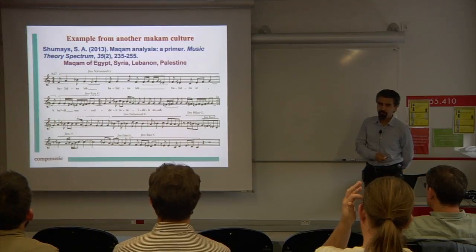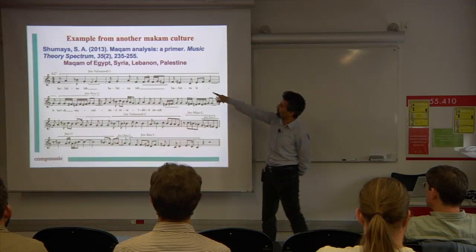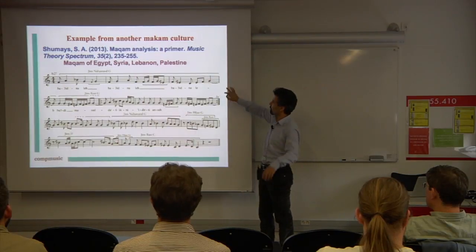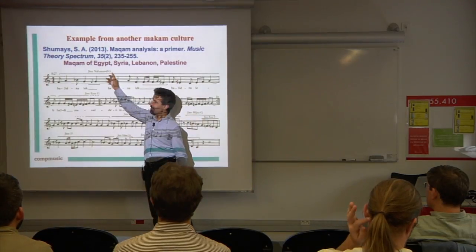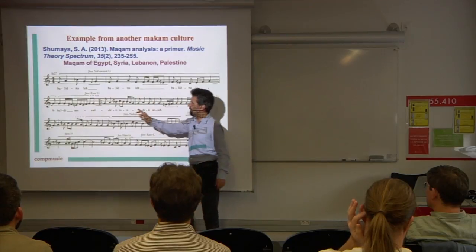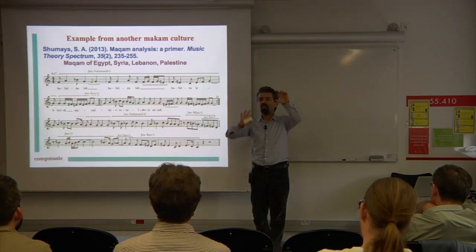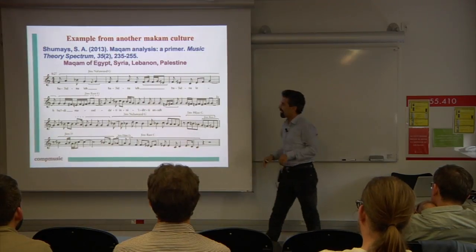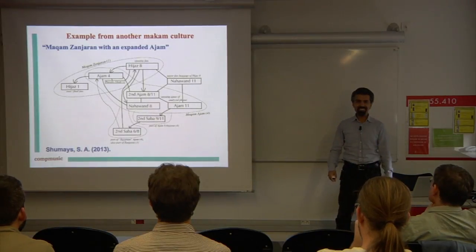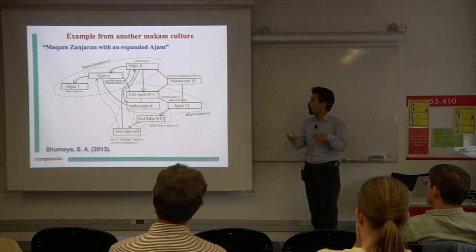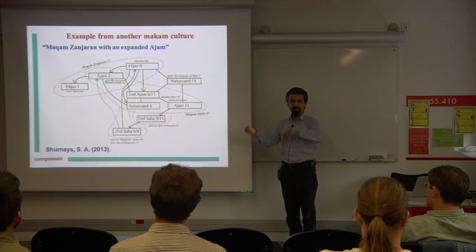Want to show you one example from another makam culture. This is for makam of Egypt, Syria, Lebanon, and Palestine. This was as explained in the paper. Again, they would put nihavent on G, rast on G. So it seems that this is kind of a common methodology in the makam world to put these chord labels and emphasis notes. And this musicologist tries to define makam, starting from that, to obtain a model of a makam by transition of these material.